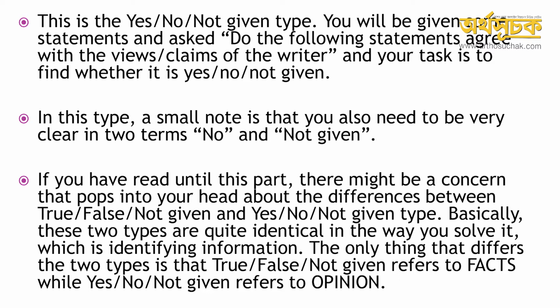If you have read until this part, there might be a concern that pops into your head about the differences between true, false, not given and yes, no, not given type. Basically, these two types are quite identical in the way you solve them, which is identifying information. That means যে ইনফরমেশন গুলো টেক্সটে দেওয়া আছে সেটা হচ্ছে ট্রু অথবা ইয়েস, এবং যেটা আমার স্টেটমেন্টের সাথে ডিসএগ্রি করছে সেটা হচ্ছে নো অথবা false এবং যেটার ইনফরমেশন আমার টেক্সটে দেওয়াই নেই সেটা হচ্ছে clearly not given.